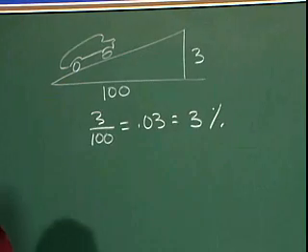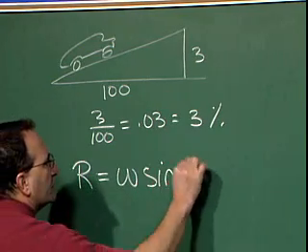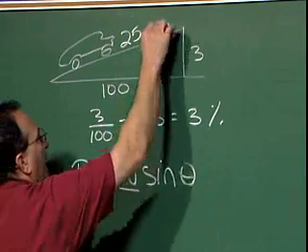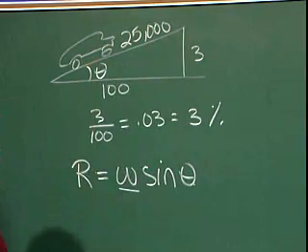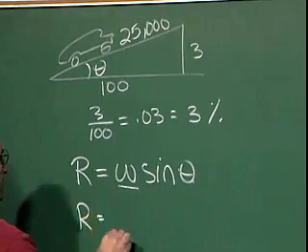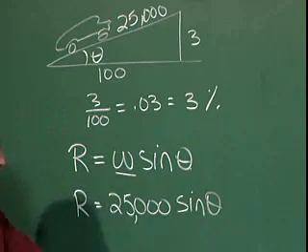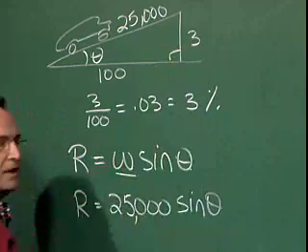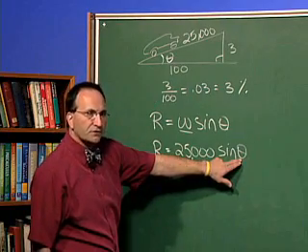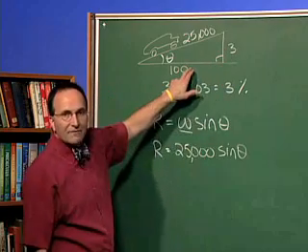So what that gives us is a resistance using the formula that R equals W sine theta, where of course W is the weight, 25,000 pounds. Theta is the angle of the road, and R is my resistance. So we know that R is equal to 25,000 pounds times the sine of theta. Well, the sine of theta, this is a right triangle. And the sine of theta is going to be the opposite over the hypotenuse. Well, that means we have to find the hypotenuse, right? Because we have the side opposite, we have the side adjacent.